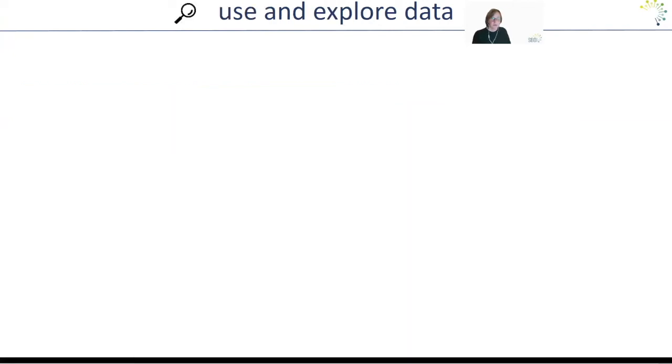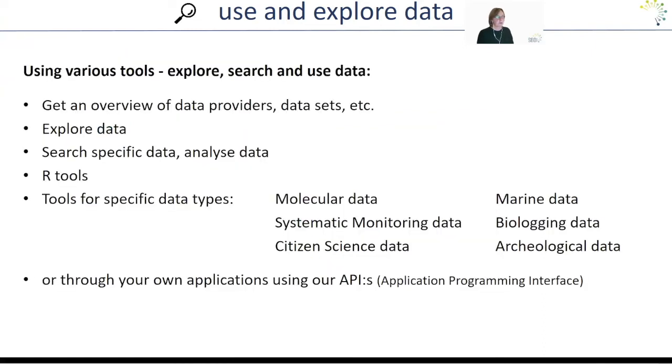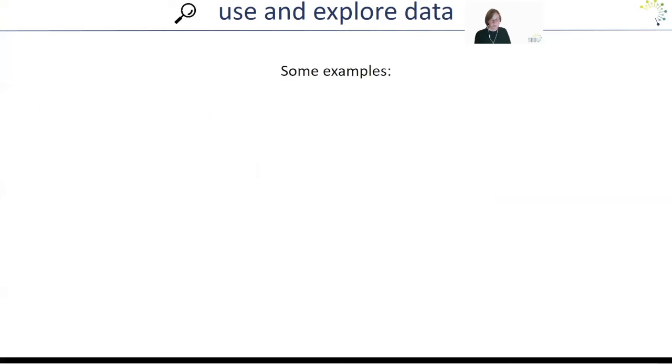Once you have shared the data, it can then be used and explored. On the tools page, we find a lot of different tools to use and explore the data. So using these tools, you can get an overview of data providers or data sets. You can explore data. You can search specific data, analyze data. You can also use our tools. And there will be tools that are for specific data types. You can also use data through your own applications using our APIs. I will give you some examples.